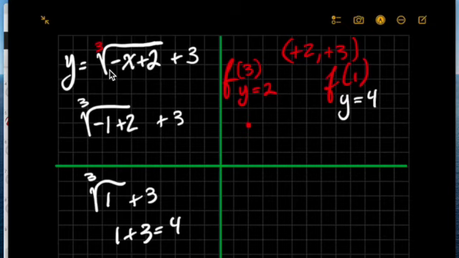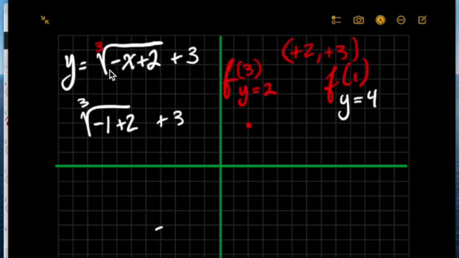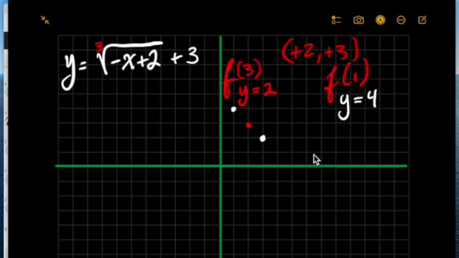Okay, folks, we have several points now. Let's go ahead and graph them. First point is going to be 3, 2. And the next one's going to be 1, 4 right here. Okay? And this already makes sense because we're moving down from our inflection point as predicted by the fact that these signs are different.